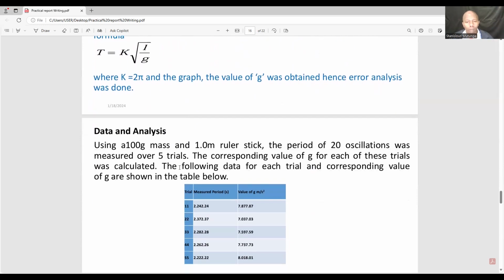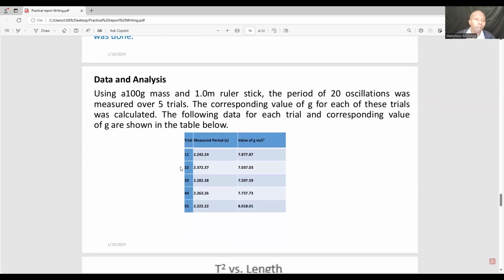The data I got there, the data which was assigned there, this is an example of the data I got. Now you can check it very well. If I can remember very well, I used a 100 gram, 1 meter roller stick. Now, the period of 20 oscillations was measured over 5 trials, and the corresponding value of g for each of these trials was calculated. The following data for each trial and corresponding value of g are shown in the table below. If you can check, we have the trial numbers, we have the measured period, and we have the value of g in meters per second squared.